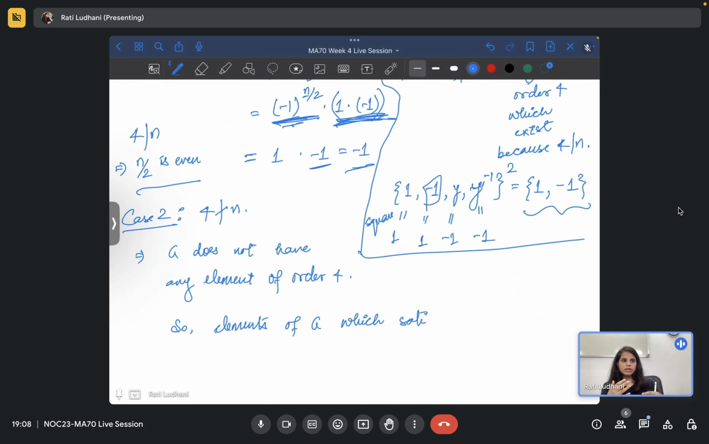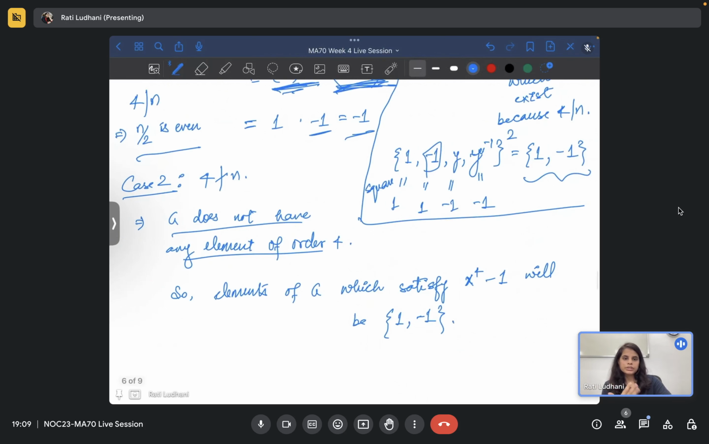Okay, like G is just a subgroup of K cross. There could be elements of order 4 in the bigger K cross, right? But we are not concerned about that. So we only know that G does not have any element of order 4. So elements of G which satisfy x raised to power 4 minus 1 will be just 1 and minus 1. You just have 2 elements. It does not have these y and y inverses in G.